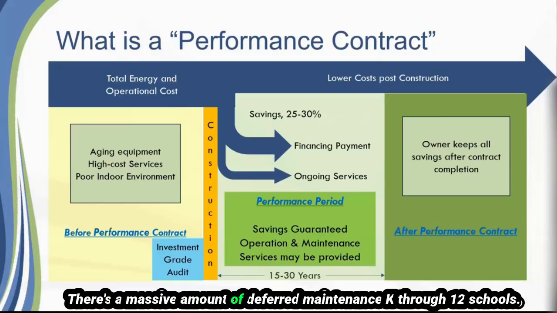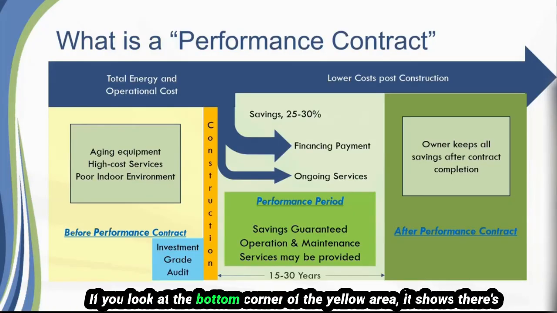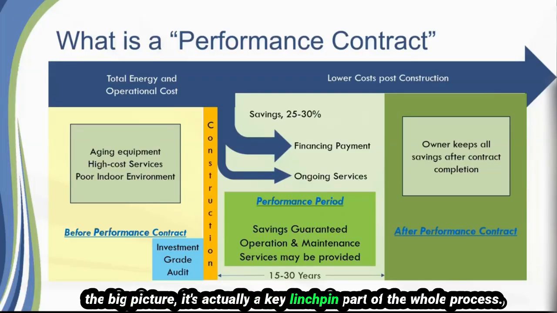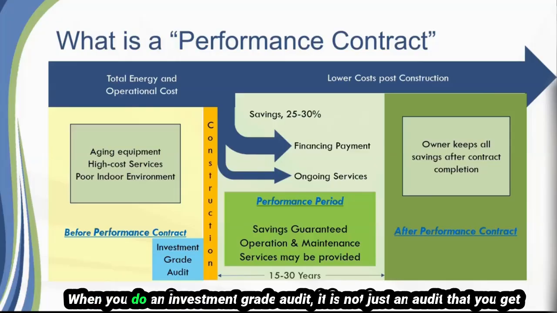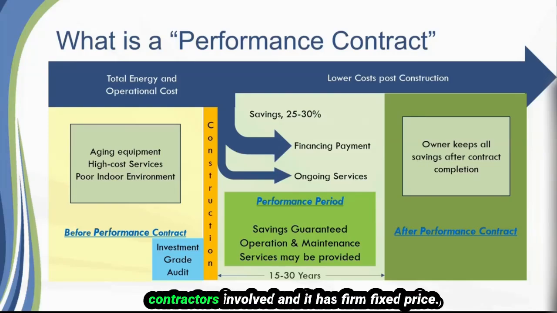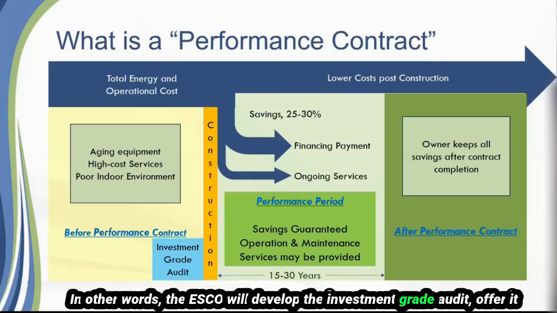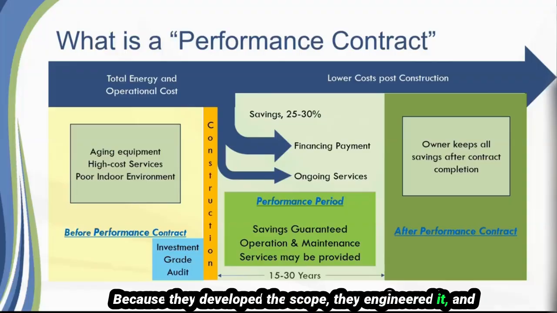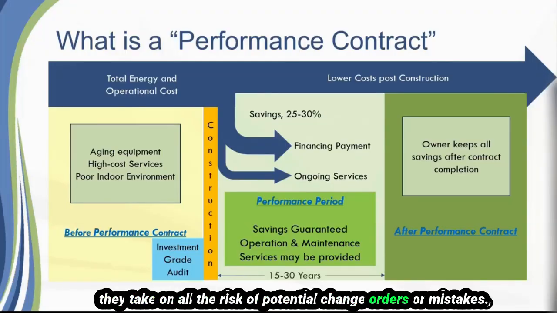There's a massive amount of deferred maintenance in K-12 schools. If you look at the bottom corner of the yellow area, it shows there's an investment grade audit. Although I show it kind of small in the big picture, it's actually a key linchpin part of the whole process. When you do an investment grade audit, it is not just an audit that you flip through and say, well, this is nice, and put on a shelf. It is an audit that has been developed with contractors involved and it has a firm fixed price. In other words, the ESCO will develop the investment grade audit, offer it to the client, and say, we'll build this project with no change orders, because they developed the scope, they engineered it, and they take on all the risk of potential change orders or mistakes.